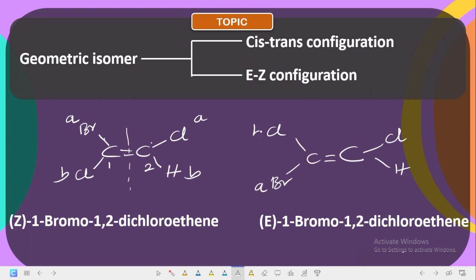Bromine. So here will be A, and here will be what? B. Between chlorine and this one, which one has the highest priority? Chlorine. So here will be A, and here will be B. So when the two higher priority groups are on different sides, you see this one is down and this one is up, you call it E configuration. Is that understood?